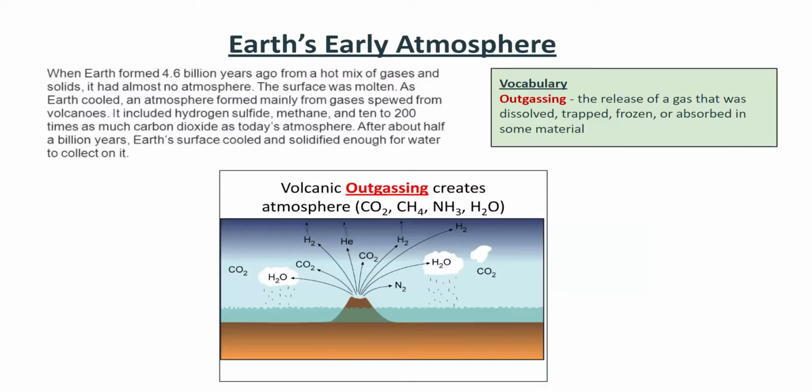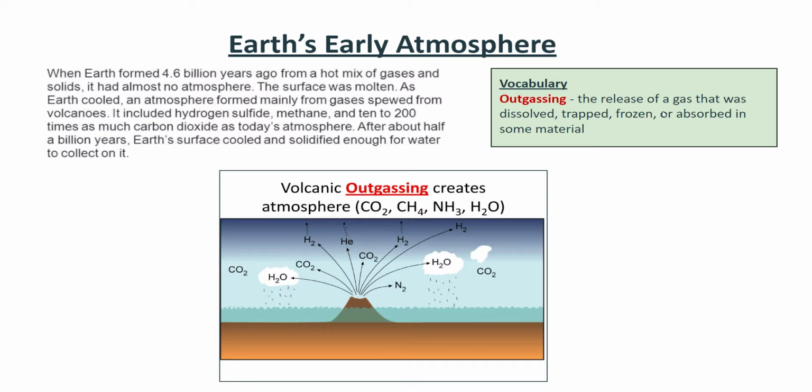Let's talk about how the Earth's early atmosphere formed. When Earth was forming around 4.6 billion years ago, it was a mixture of gases and solids, but there was no atmosphere. So the Earth was really, really hot. But eventually, the Earth started to cool down. And as the Earth started to cool down, an atmosphere started forming, mainly from gases coming out of volcanoes, as you can see here. So one vocabulary word that you need to remember is outgassing.